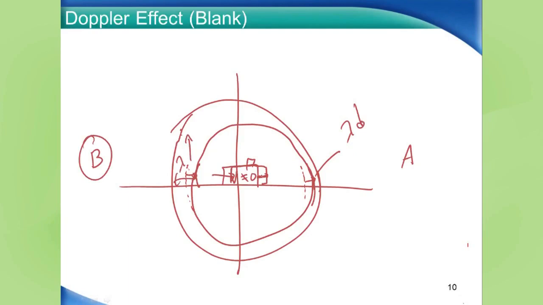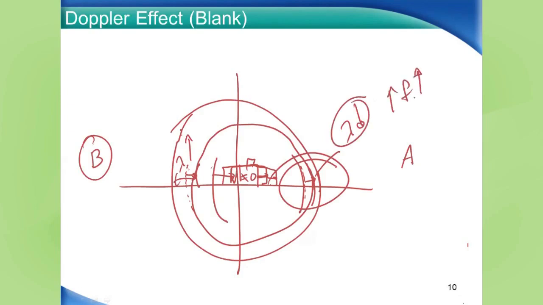Some amount of time later, the train's moved further. So let's say the train's moved up this far now. So the next wavefront will be up here. This one will be here. And what we see clearly is observer A sees a wave with a shorter wavelength, which sounds like a higher frequency. And observer B sees a longer wavelength, so they see a lower frequency.